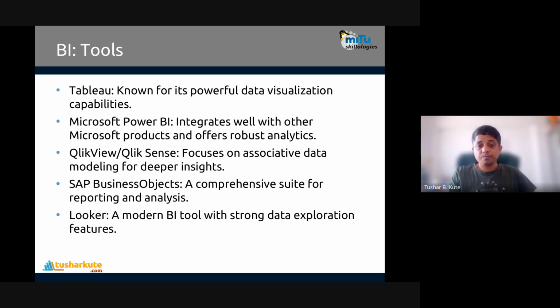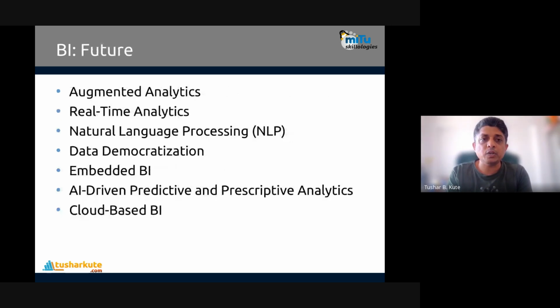QlikView or Qlik Sense focuses on associative data modeling, and deeper insights are possible. The very recent version of SAP BusinessObjects also has a good comprehensive suite for reporting and analysis. One more, the Looker tool is also there, a very modern tool with strong data exploration features. Data exploration means visualization. Visualization is called exploratory data analysis. We explore the data in visual form, and then we do the analysis by looking visually at it, understanding the insight from it. These are the common BI tools which can be used.